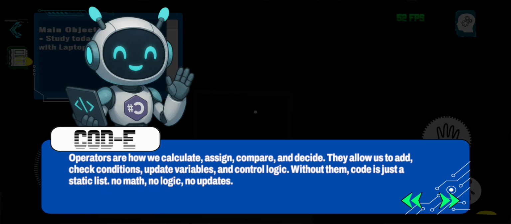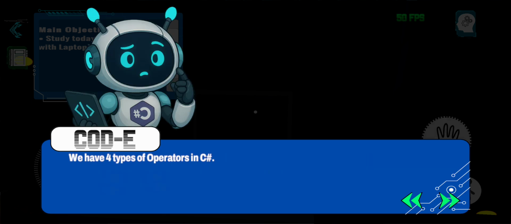Operators are how we calculate, assign, compare, and decide. They allow us to add, check conditions, update variables, and control logic. Without them, code is just a static list. No math, no logic, no updates. We have 4 types of operators in C#.